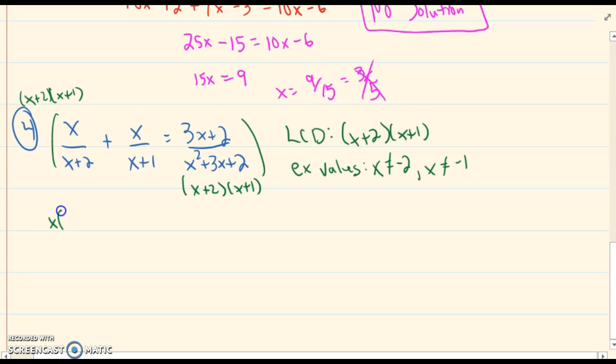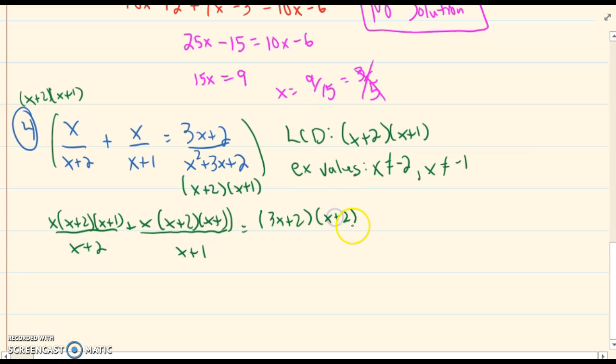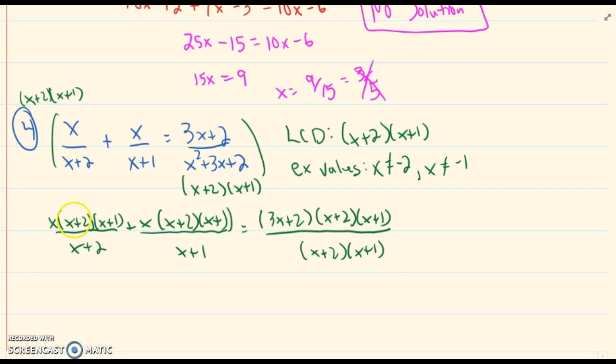All right, here's the mess. x times x plus 2 times x plus 1 over x plus 2 plus x times x plus 2, x plus 1 over x plus 1 equals x times, oh no, sorry, got a little ahead of myself there. Oh boy. Actually, 3x plus 2 times x plus 2 times x plus 1 all over x plus 2 times x plus 1. So let's cancel some things out. Those x plus 2's are gone. The x plus 1's cancel here. And then all this stuff here is going to cancel.